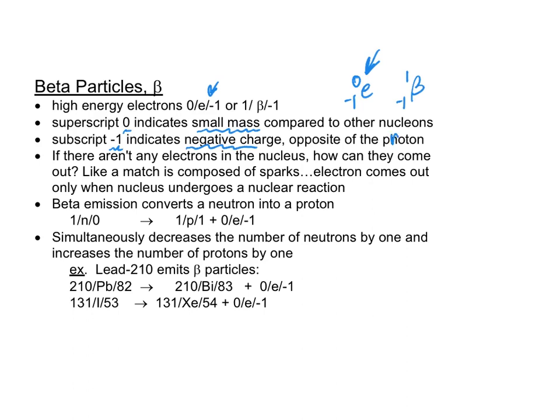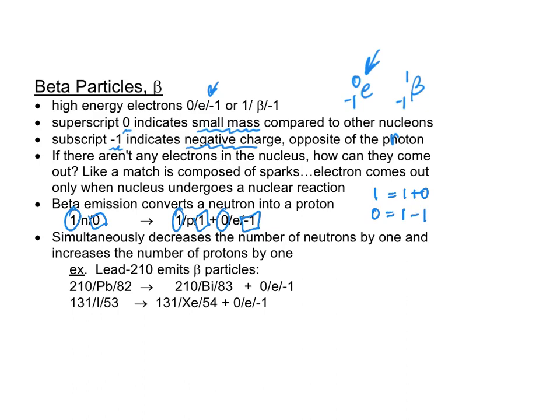If there aren't any electrons in the nucleus, how can they come out? Well, just like when you strike a match and it has sparks, an electron comes out only when the nucleus undergoes a nuclear reaction. So what we have here looks kind of confusing, but I'm going to look at first the atomic masses. 1 equals 1 plus 0. Then the atomic numbers: 0 equals 1 minus 1.